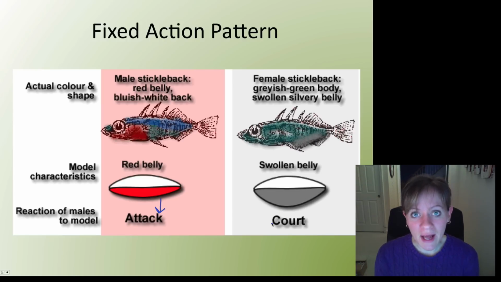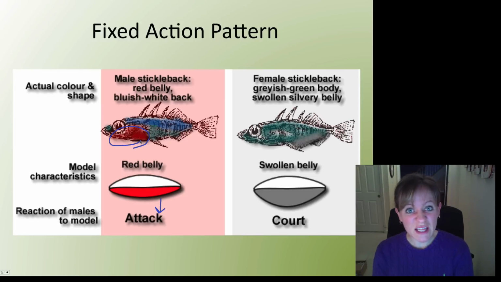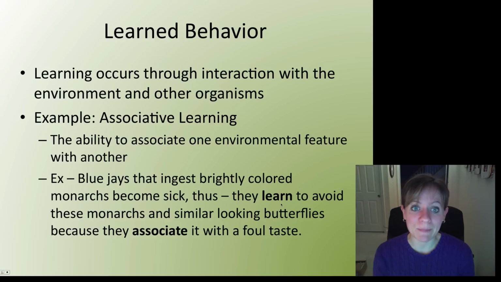So think about natural selection. This makes sense. If they're looking at this, they're seeing a competitor, right? They're seeing another male who has this red belly. And so it is fixed in them, inherited in them, to attack this male. Whereas when they see the sign stimulus of a gray belly or a swollen belly, that is telling them it's a female and they're going to court that. So that is an example of an innate behavior.